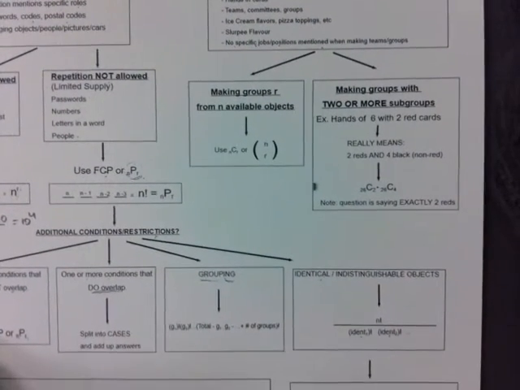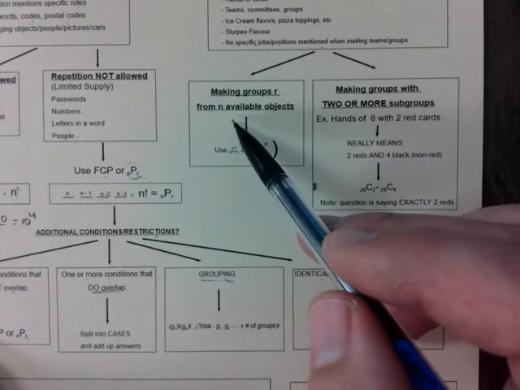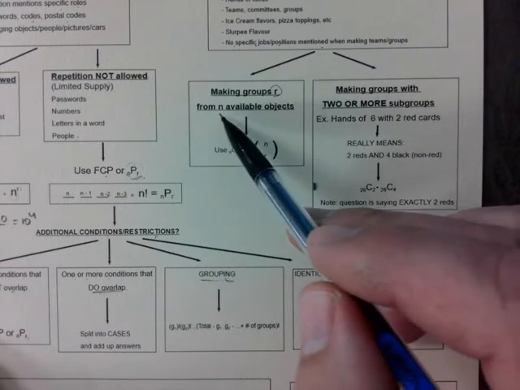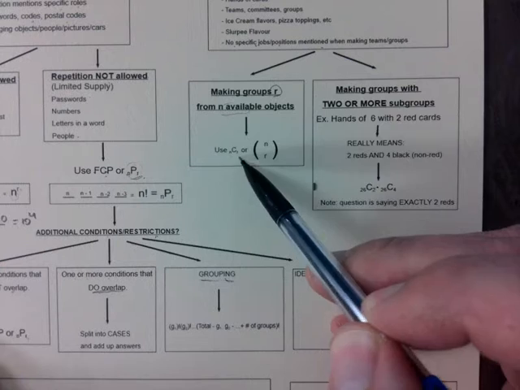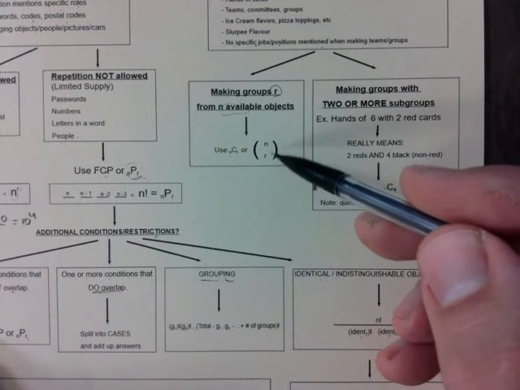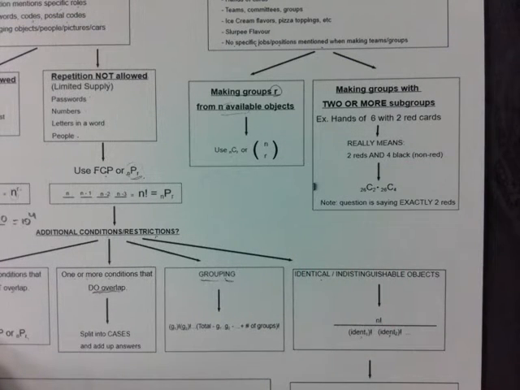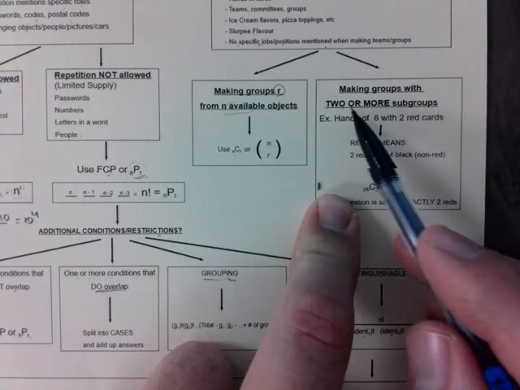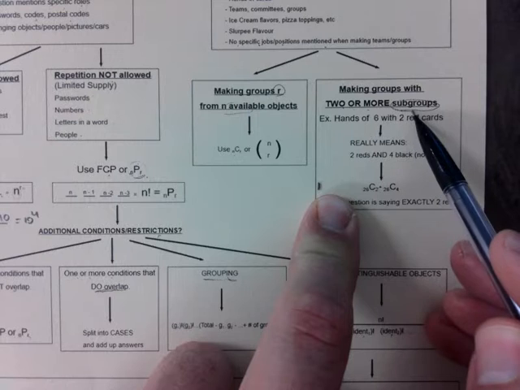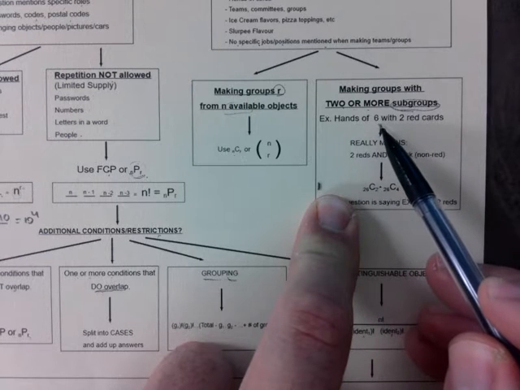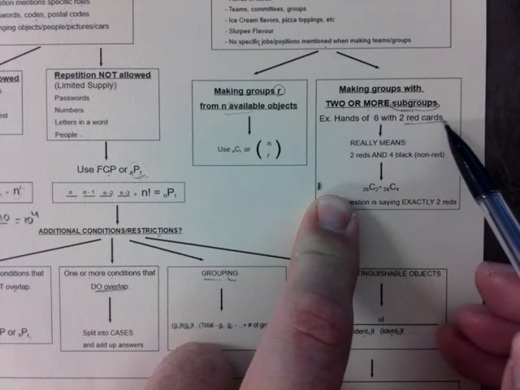Okay, so then you branch off, you have 2 options. If it's just making r groups from n available objects, then it's just nCr, or this notation here. Don't let that throw you off. It's the same thing. But what if you make groups with 2 or more subgroups? What does that mean, Mr. Dirksen? A hand of 6 with 2 red cards.